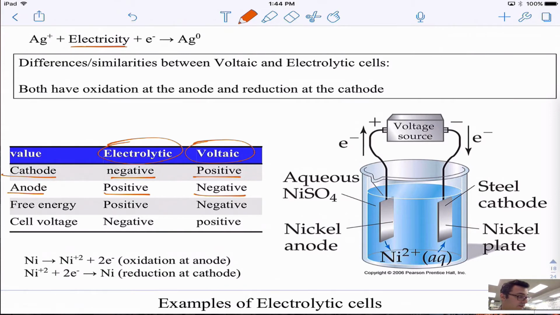You can see differences with free energy, delta G, positive, so non-spontaneous in electrolytic, negative, so spontaneous in voltaic. And then the cell voltage. The cell voltage is negative in electrolytic and positive in voltaic. So again, that has to do with if the reaction is going to occur spontaneously or not. Now, here's an electrolytic cell that's actually used for plating, what they call electroplating. And so what I have here is I have a nickel anode. This is my more expensive or desired metal.